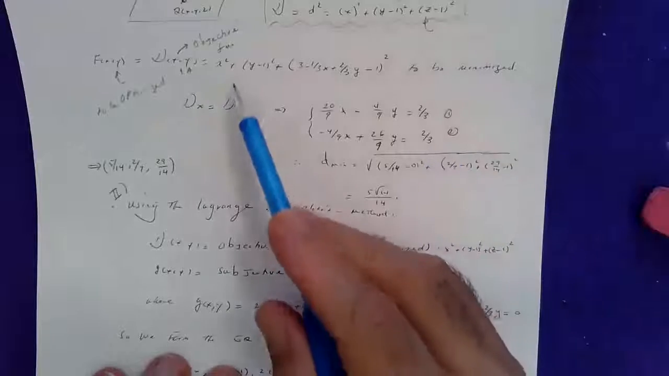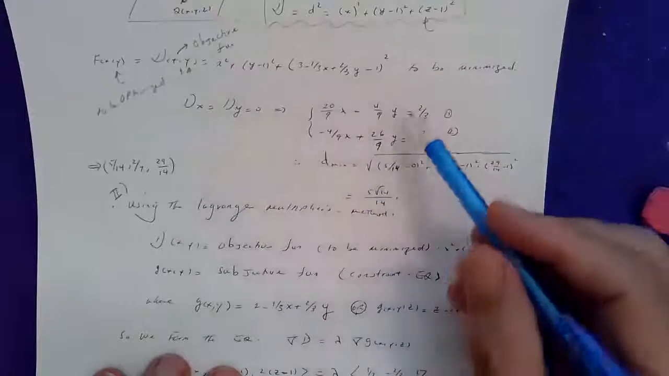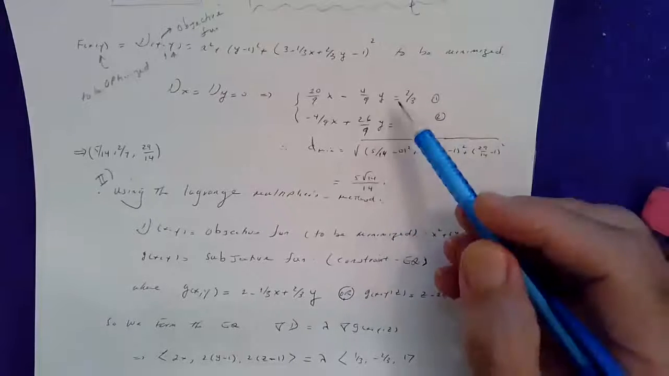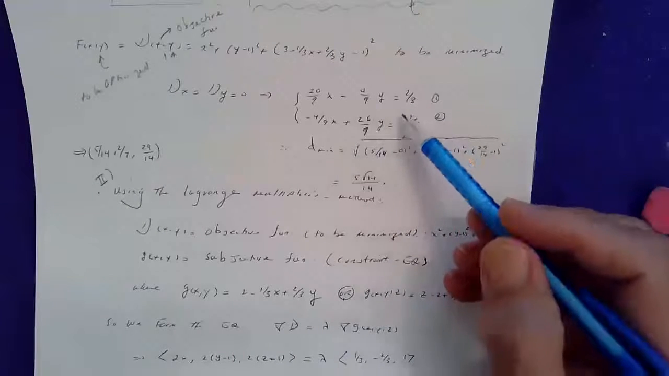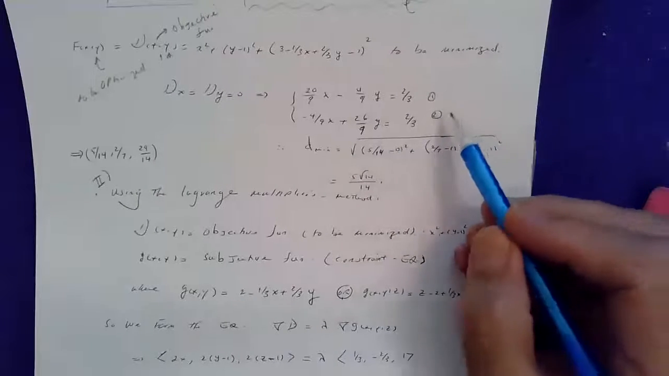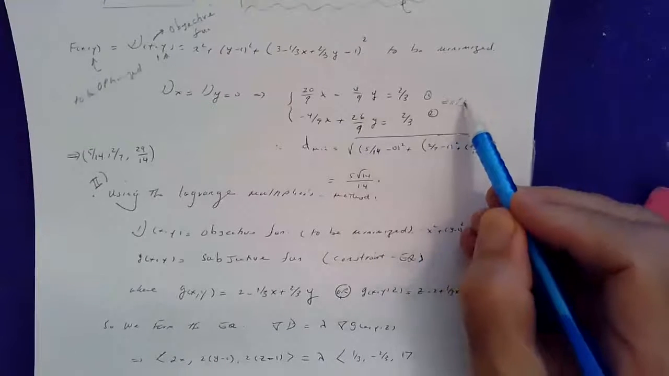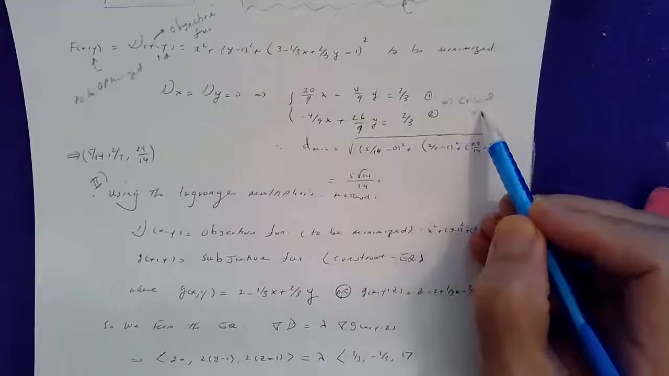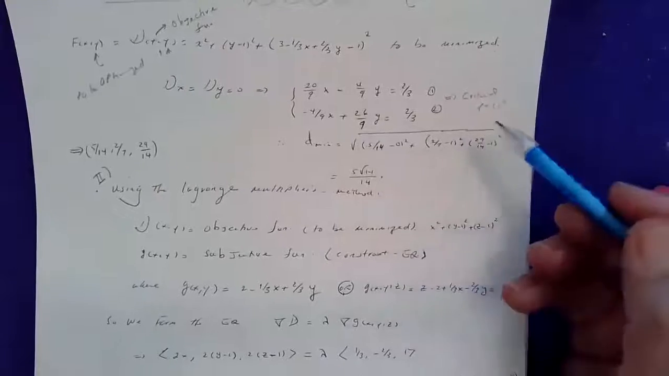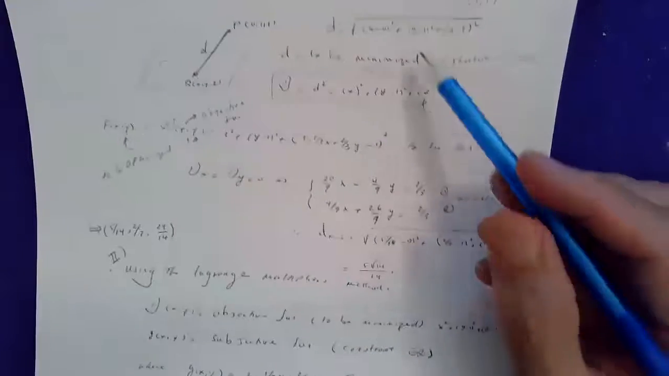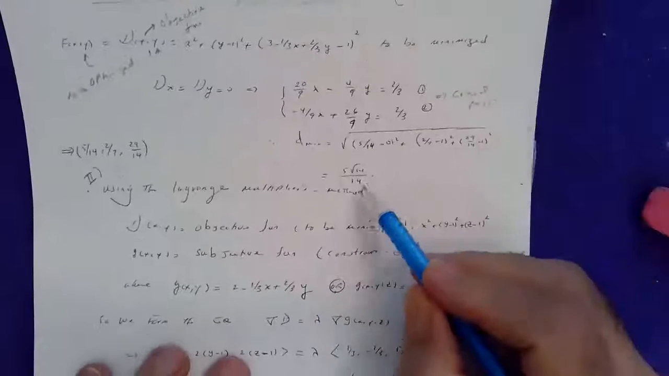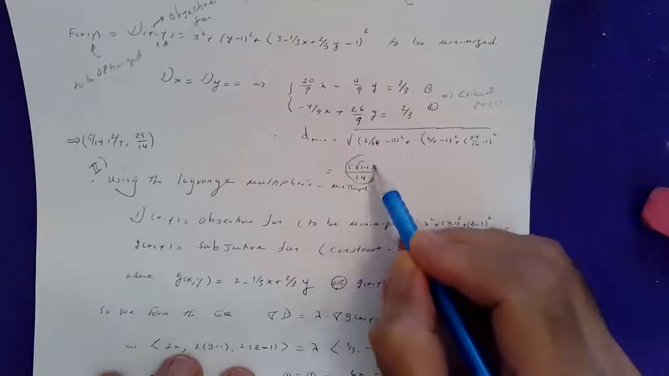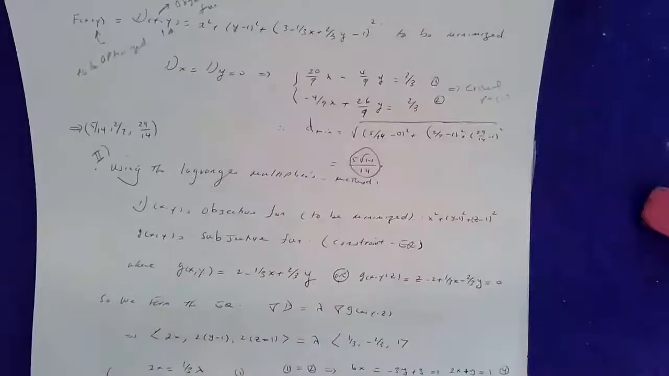Take the partials and set them equal to 0. That results in a system of equations, and solving this gives me critical values or critical points. And then I can take those critical points and go back to the distance formula and find the minimum distance, which we computed last time, and it was 5 square root of 14 over 14.